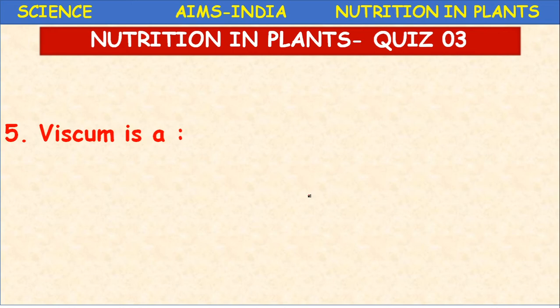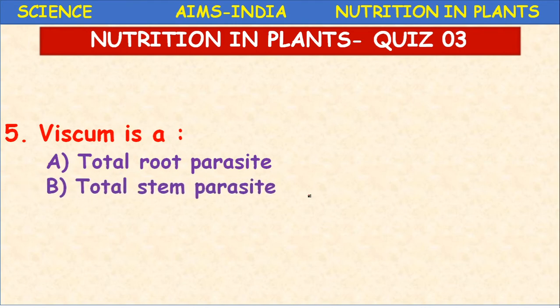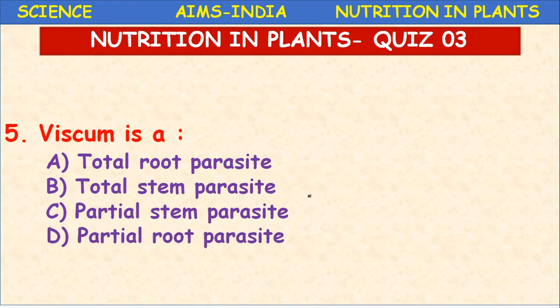Viscum. The same options: total root parasite, total stem parasite, partial stem parasite, partial root parasite. What is the right option? Viscum is a... So I am giving a clue. It is a partial parasite. Partial parasite or total parasite? It is a partial stem parasite. Viscum is a partial stem parasite.